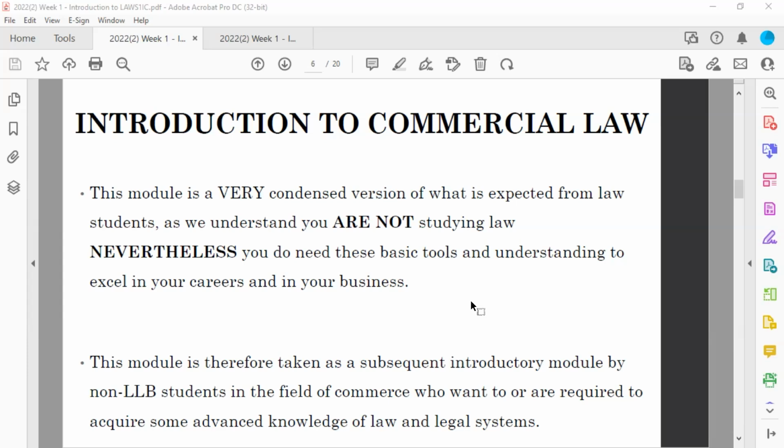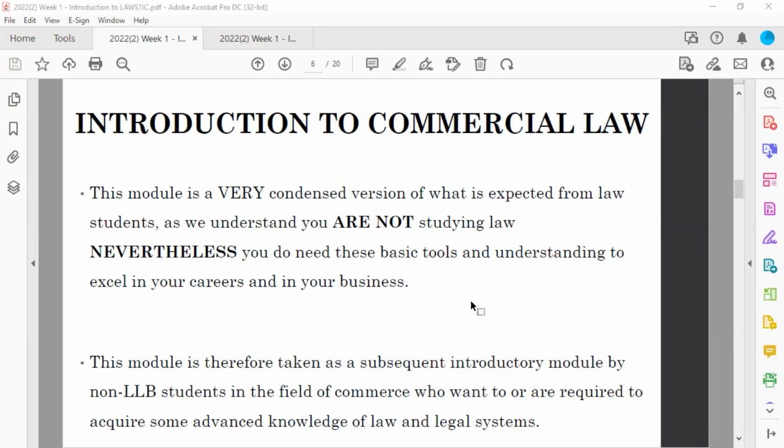So absolutely, this is a condensed version. We do not want you to become lawyers, although if you want to become lawyers, why not? Right? But we know that you are not studying law. The questions that we pose in the tests and in the assessments are geared towards BCom students. Right.